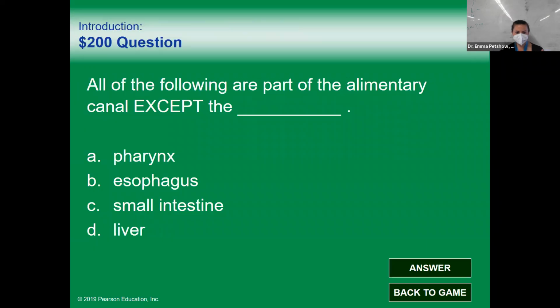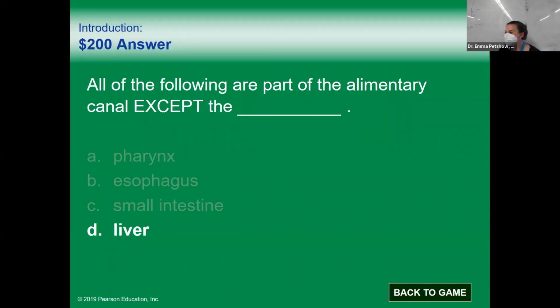Intro 2, right. All the following are part of the alimentary canal except the pharynx, esophagus, small intestine, liver. Good, I have some answers. Awesome. You said liver, you were correct.